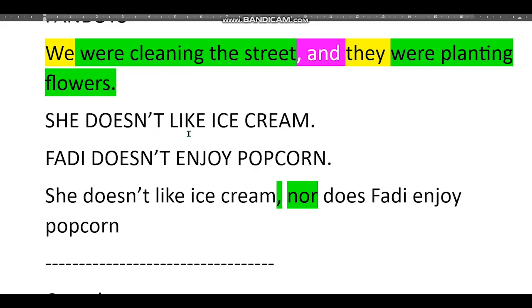And we always omit the negative in the second clause because nor expresses negative, okay? So she doesn't like ice cream, nor we remove the not and we flip the subject and the verb. Nor does Fadi enjoy popcorn. This is a compound sentence joined by the coordinating conjunction nor.